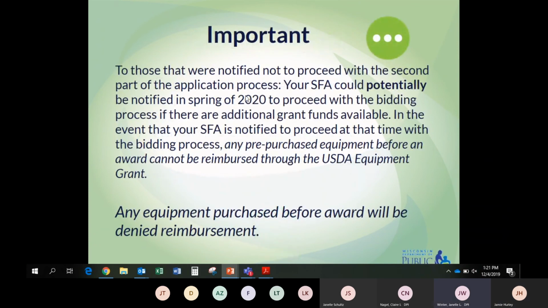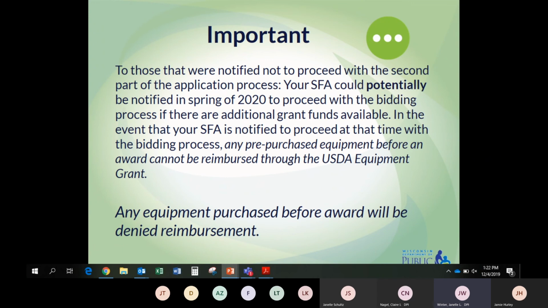It's important. There are some school food authorities that were notified that in the spring of 2020, they might be eligible to proceed with the bidding process if there are additional grant funds. This is because currently, we don't know how much everyone has asked for. So we went down a list and decided how much we think we'll be awarding, and those are the SFAs that were selected to move forward. There might be reallocation of funds, so some school food authorities might be notified at a later time to move forward.